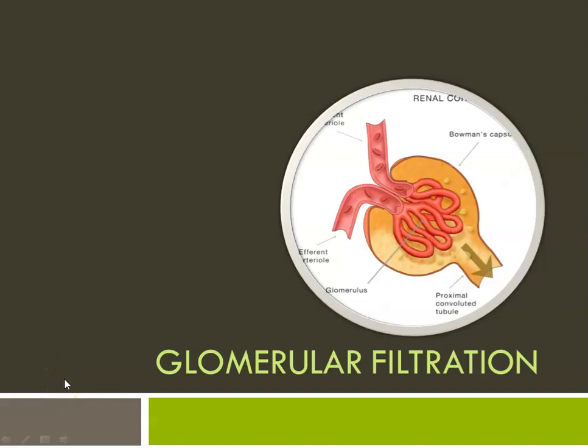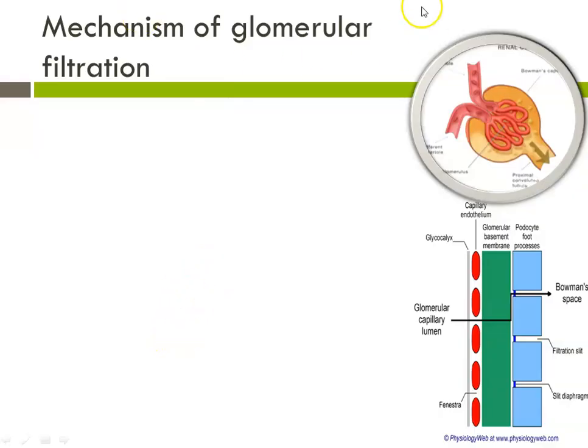Good evening everyone. Today we are going to discuss the mechanism of glomerular filtration. This is an important essay question for you. The glomerular filtration occurs through the filtration barrier. The filtration barrier contains three layers.